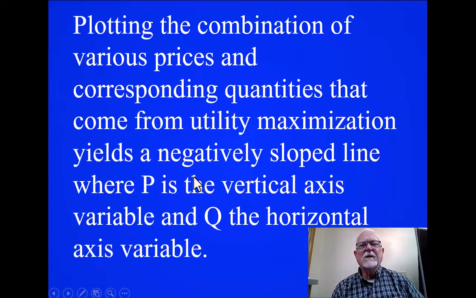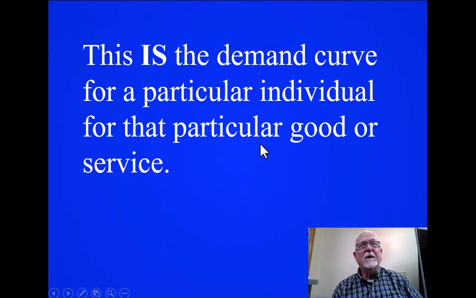That's kind of like the law of demand, isn't it? So plotting the combination of various prices and corresponding quantities that come from utility maximization yields a negatively sloped line where P is the vertical axis, Q is the horizontal axis. Yes, that is the demand curve. So back when we were talking about the law of demand, and we talked about one of the reasons why the law of demand is true was diminishing marginal utility. Now you see why.